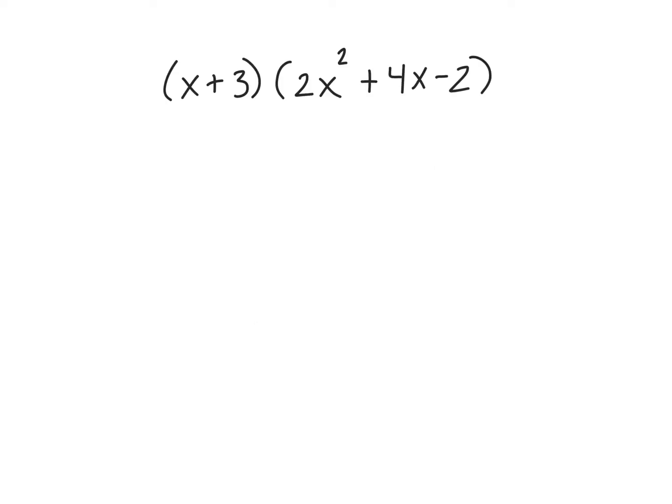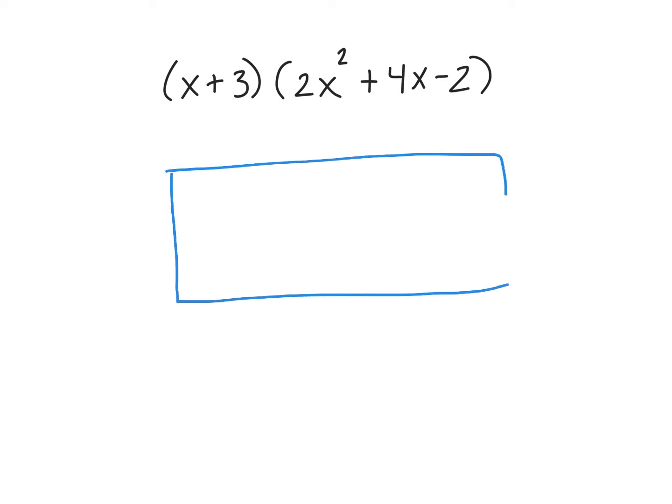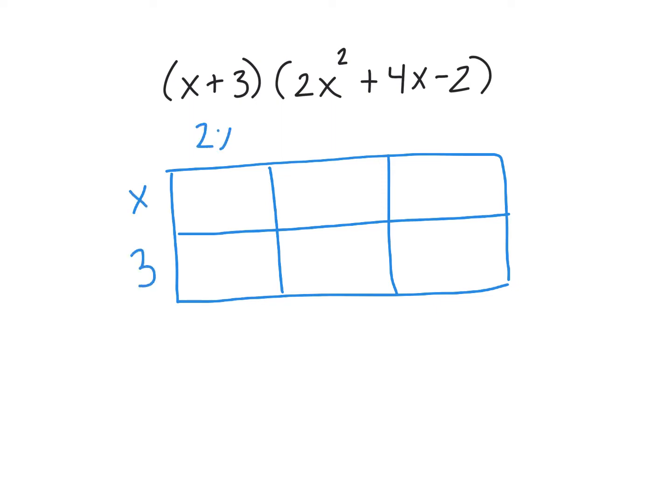So here we have what we call a 2 by 3. Why? Because we have 2 terms multiplied by 3 terms. We have a binomial multiplied by a trinomial. So we're going to create a box so we can use the box method. I'm going to create 2 rows and 3 columns so that I can have my terms separately. X and positive 3, and in the other one I have a 2x squared, positive 4x, and a negative 2.